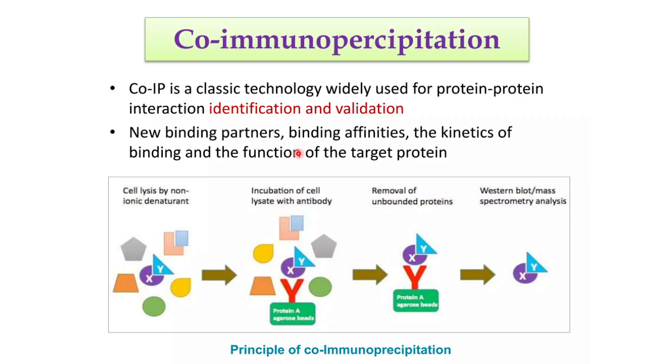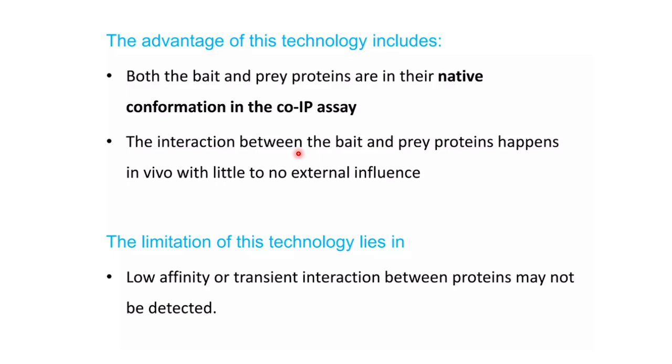So the advantage of this technology is that both the prey and the bait proteins are in the native conformation in the co-immunoprecipitation assay, so you can use them without attaching them to certain activator or binding domains. The interaction between the bait and the prey proteins happens in vivo with little or no external influence. The limitation of this technology is that if there is a low affinity or transient interaction between the proteins, it might be quite tricky to detect, because it's immunoprecipitation. You have to precipitate the protein and then carry out Western blot or maybe an ELISA type of experiment to detect them.